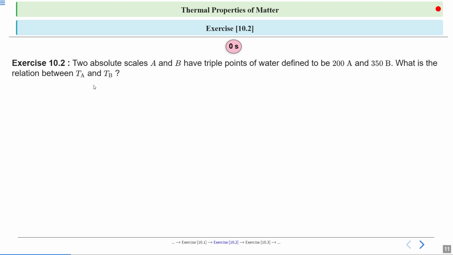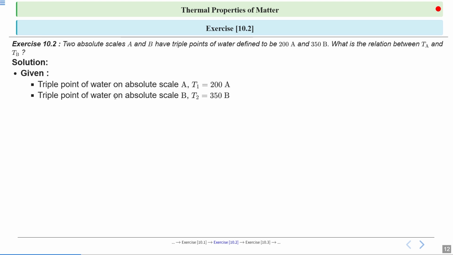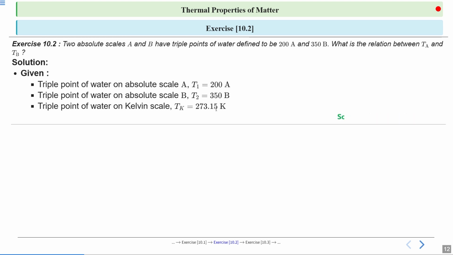Let's see the solution of this question. So, given: triple point of water on absolute scale A, that is T1 equal to 200 A. Triple point of water on absolute scale B is T2 equal to 350 B. Triple point of water on the Kelvin scale, Tk equal to 273.15 Kelvin. All right.